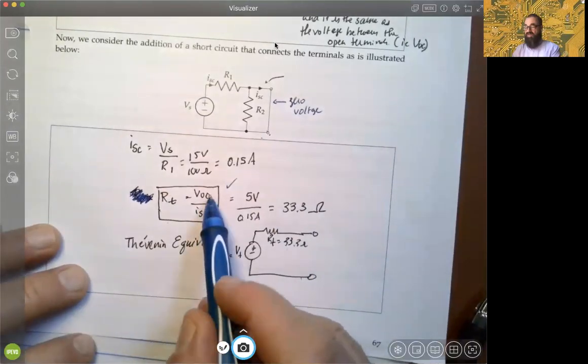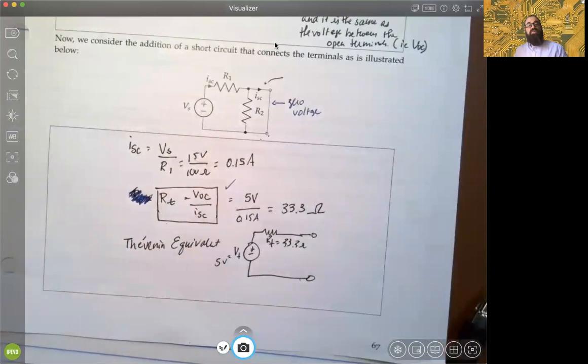Anytime you have these two, you have the third. That's always going to do. The Thevenin voltage, the voltage across the open circuit, divided by the current of the short circuit will always be the Thevenin resistance. Okay, so I didn't need to say that R1 is equivalent to RT because clearly it isn't.